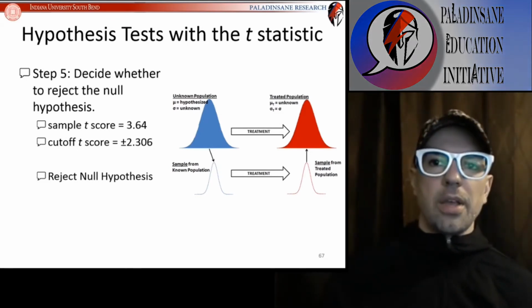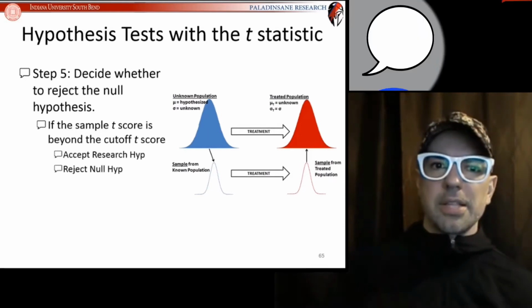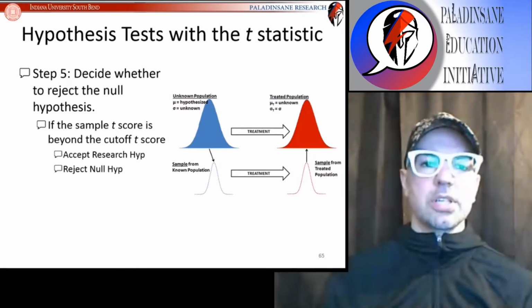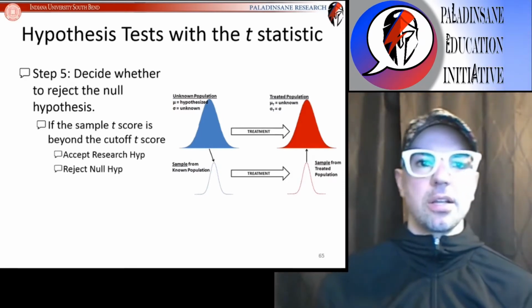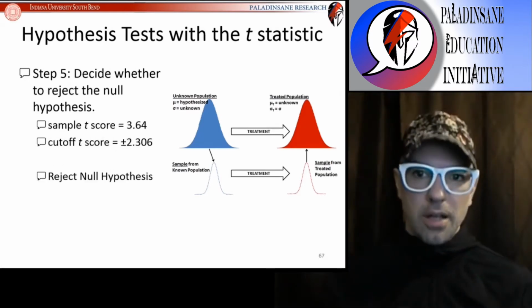So if it goes beyond, we're on this slide right here. The sample t-score is beyond the cutoff t-score. So we decide we're going to accept the research hypothesis and reject the null hypothesis. And that is exactly what we did. We rejected the null hypothesis.